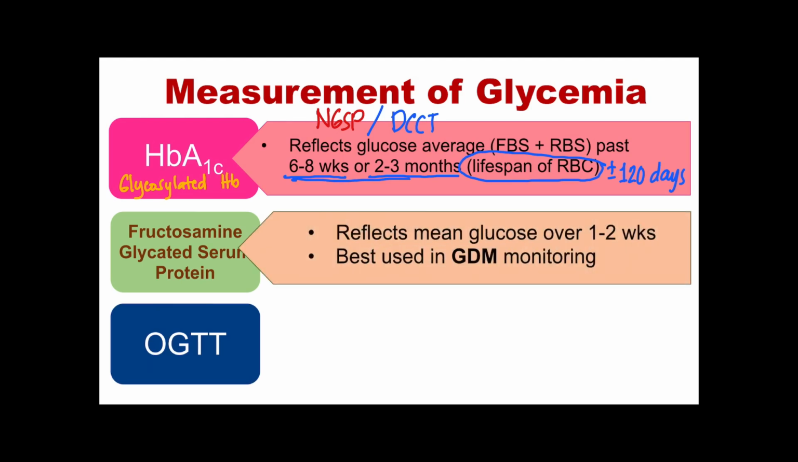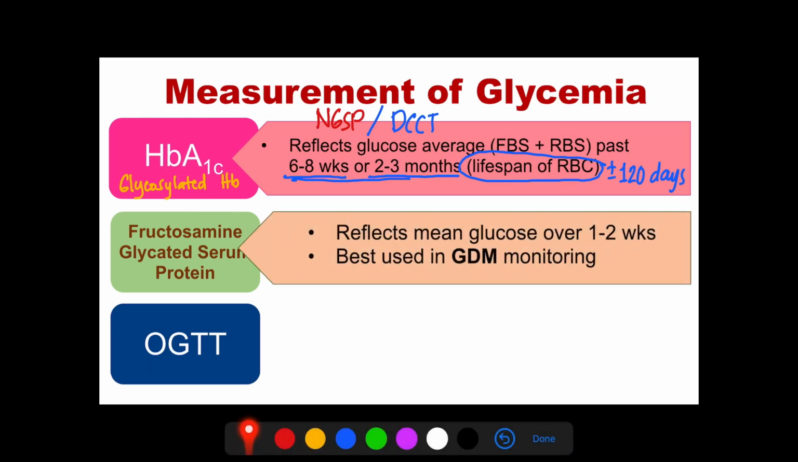Another one is the fructosamine, or glycated serum protein. This reflects the mean glucose for 1 to 2 weeks. So this is used for gestational diabetes monitoring. It's shorter as compared to the glycosylated hemoglobin.